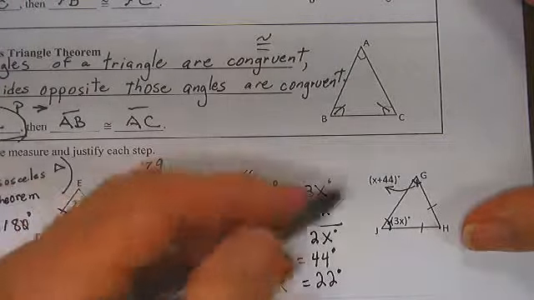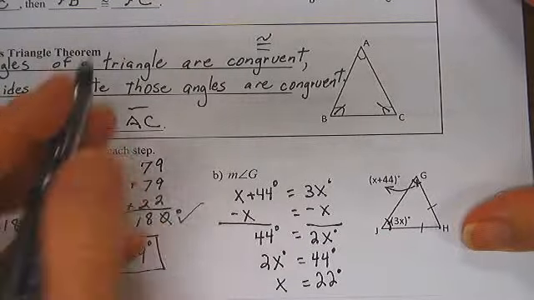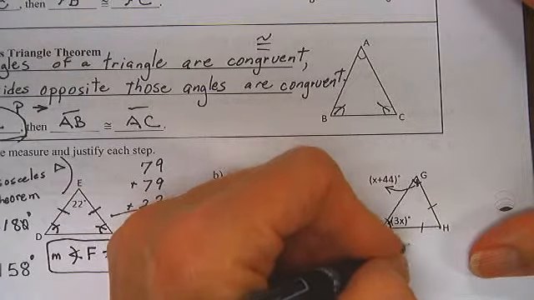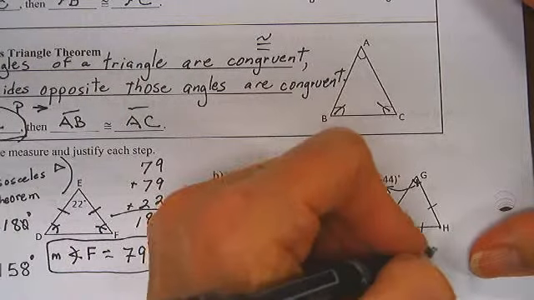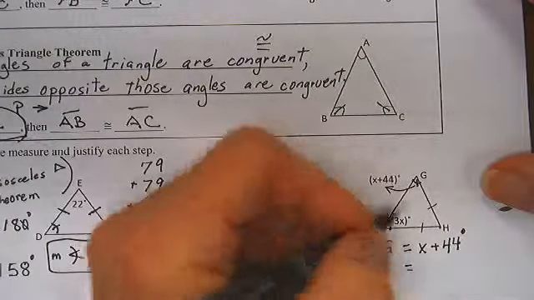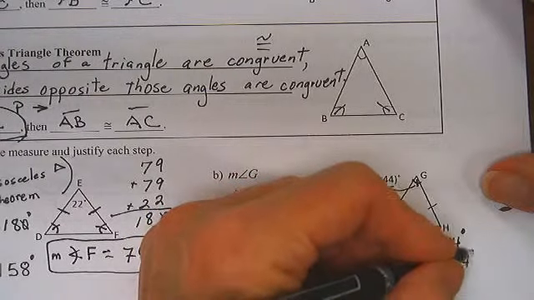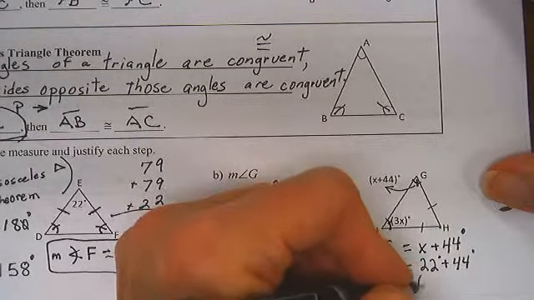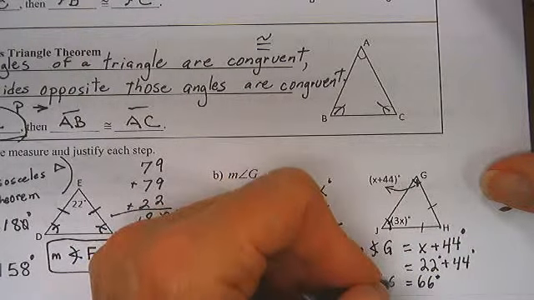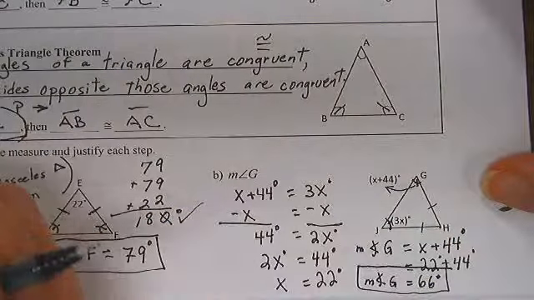Why not? Because I have to find the measure of angle G. Measure of angle G is equal to x plus 44 degrees. 22 plus 44 degrees equals 66 degrees. Good for us. We're done.